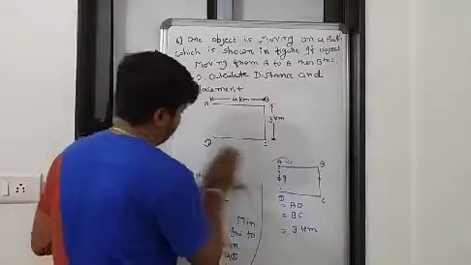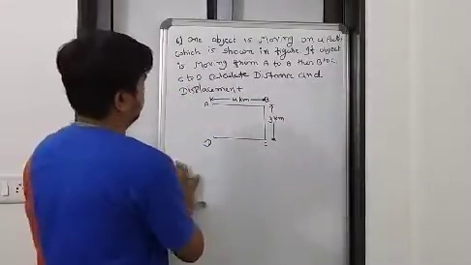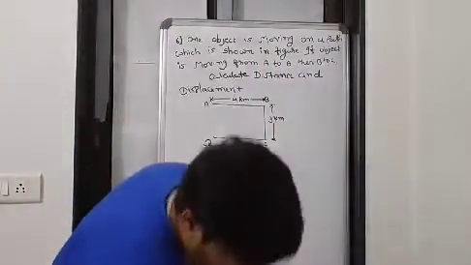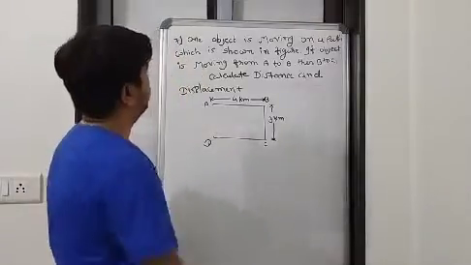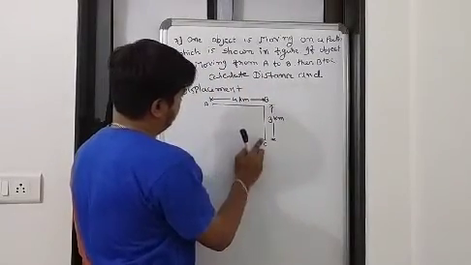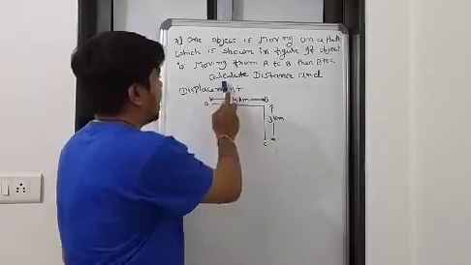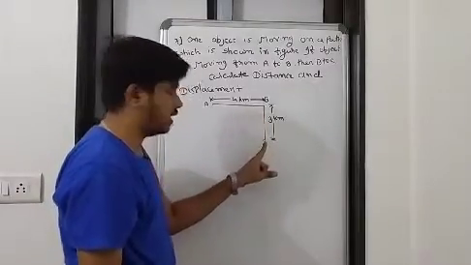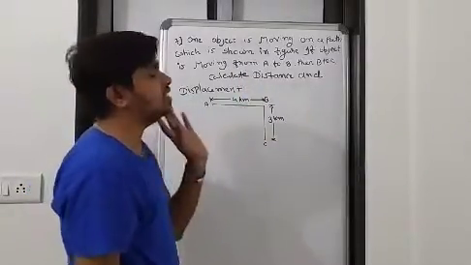Now, another one. Question number 7. Just read it carefully. One object is moving on a path which is shown in the figure. If the object is moving from A to B, then B to C, calculate distance and displacement. Here, the object is just moving from A to B and B to C, on the path shown in the figure. Now you have to find the distance and displacement.